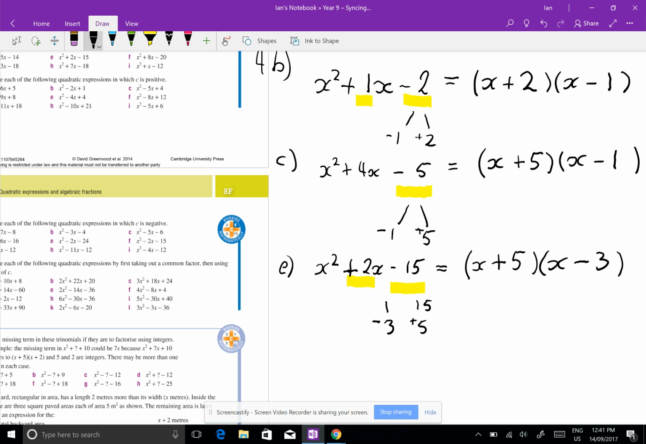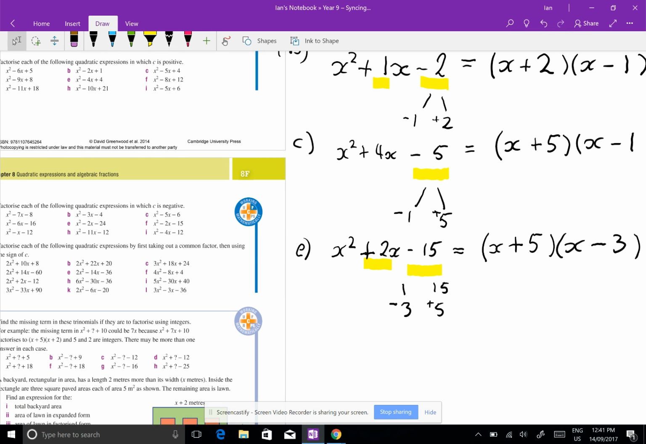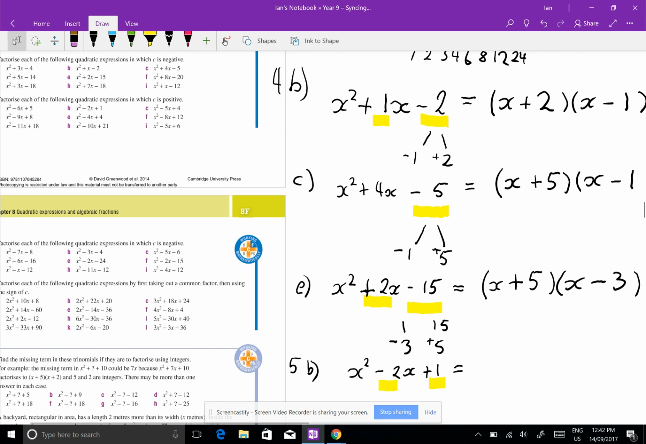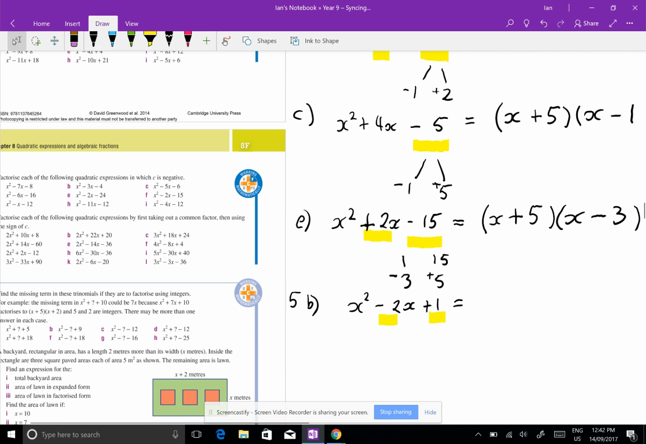Now, I'm going to have a go at 5. Now the difference here, watch this, is I'm going to start with 5b. And it's x squared minus 2x plus 1. So again, I've got a product of 1 and I've got a negative 2. Oh, what do I do here? Well, the two numbers must add up to a negative number, but they must multiply out to a positive number.